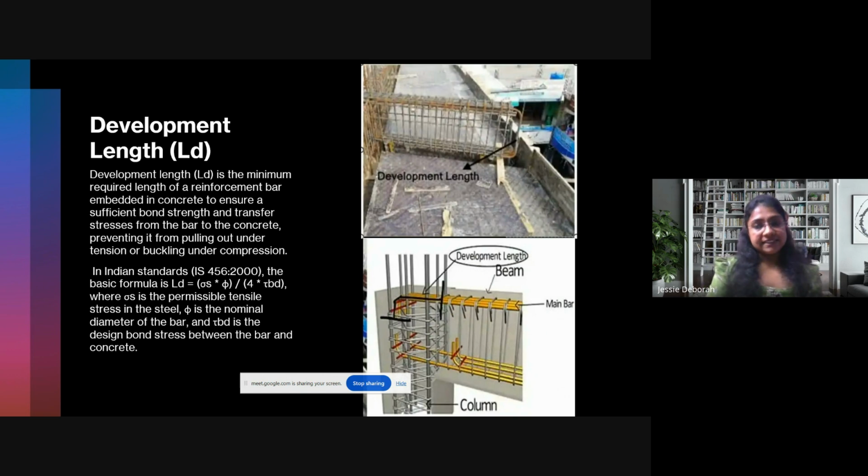What is development length? Development length is nothing but, I think you would have seen the bending of rebar in constructions. At construction locations you would have seen your entire rebar will come and it will bend. How much it bends, that is the development length. How much that rod has to go.